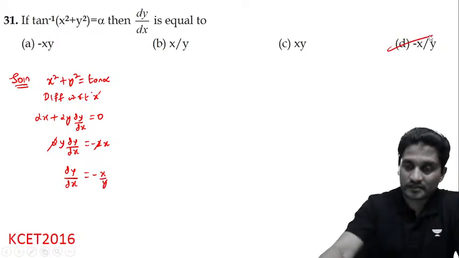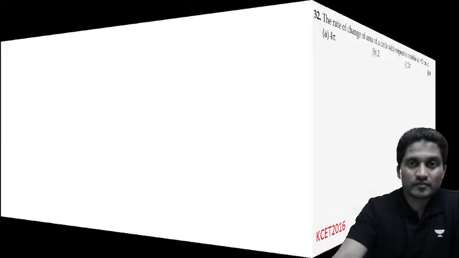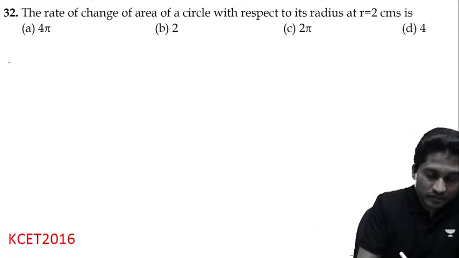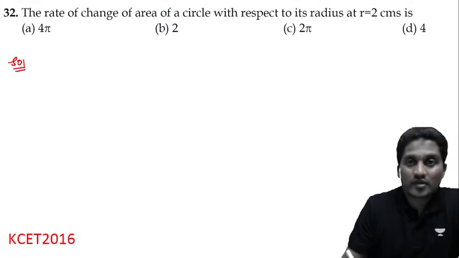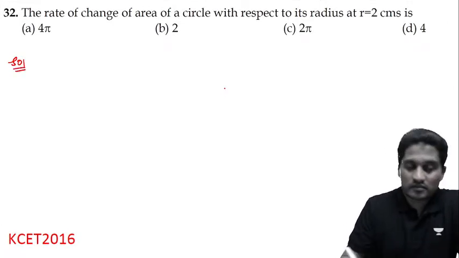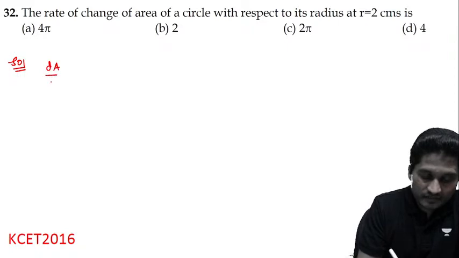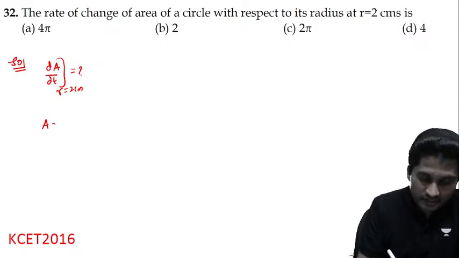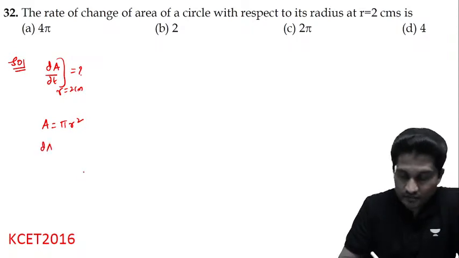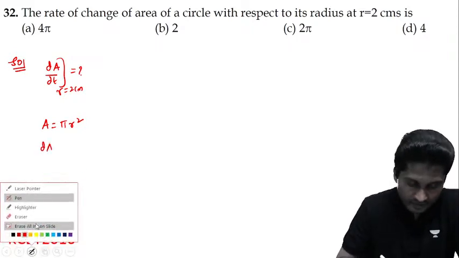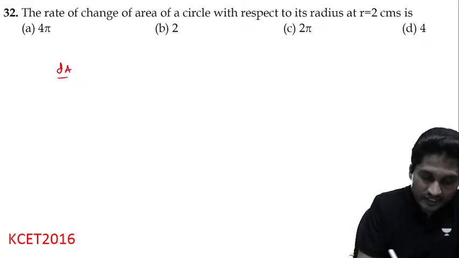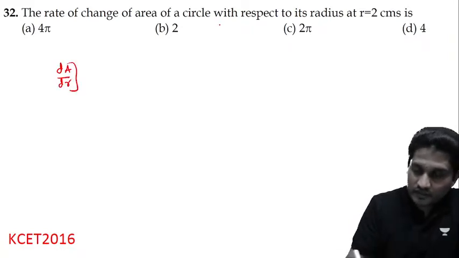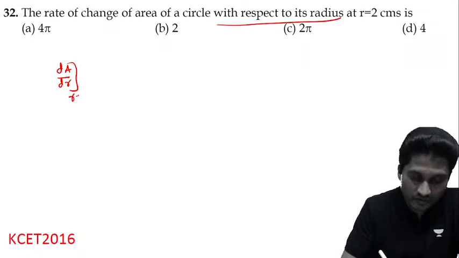Let's move to the next question. The rate of change of area of a circle with respect to its radius r, that is, I should find out dA by dr, when the radius is equal to 2 centimeter. Area of a circle is pi r square. Rate of change of area of a circle with respect to its radius, find out dA by dr, when r is equal to 2 centimeter.